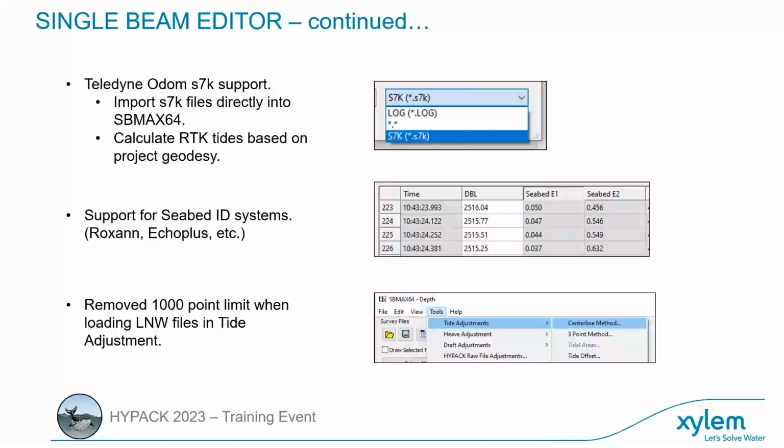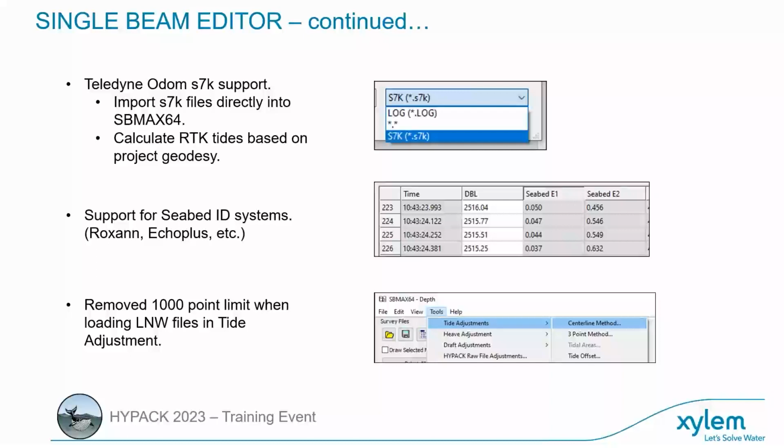Yeah. So somebody had, with the tide adjustments program, there's a center line method where you can load up a center line along with tide files along that center line. So it's going to do a tide interpolation. Well, somebody had a center line with over 1,000 waypoints that was not loading in. It's like, okay. So we just removed that limit.